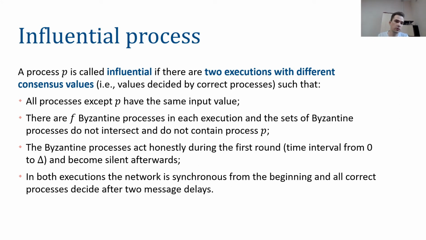Intuitively, an influential process is a process that can swing the decision in one way or another in some executions of the protocol. More precisely, there must exist two executions, where process P is the only process that has different inputs. The network in both executions is synchronous from the beginning, and all correct processes decide after two message delays. The Byzantine processes in these executions honestly follow the protocol during the first round, but become silent afterwards. Most importantly, the values decided by correct processes in these executions are different.